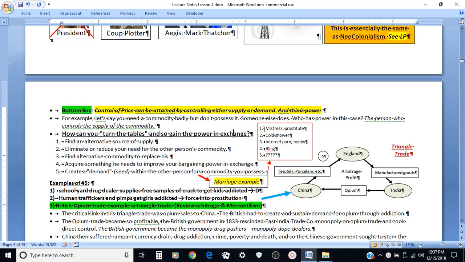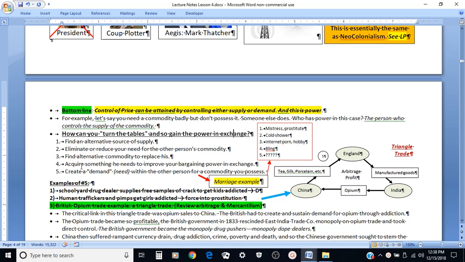So in this case, he can get a mistress, or he can go to prostitutes, right? Two, he can eliminate or reduce his need for the other person's commodity, right? So he can take cold showers and whatever, go to the gym a lot. Three, he can find an alternative commodity to replace his, right? So maybe he goes and uses internet porn, or he finds a hobby or something else that occupies time and gets his mind off of it.